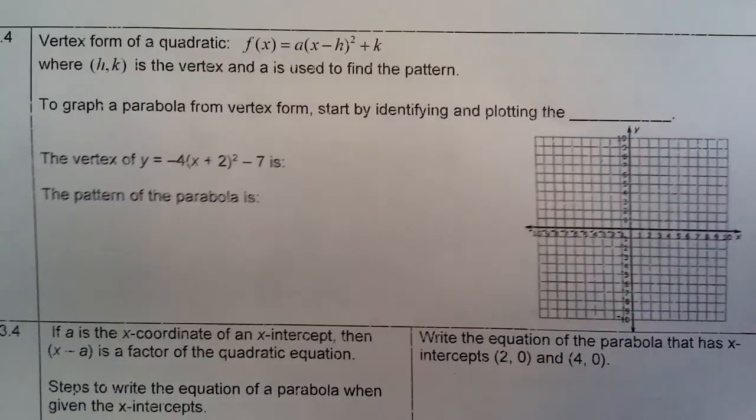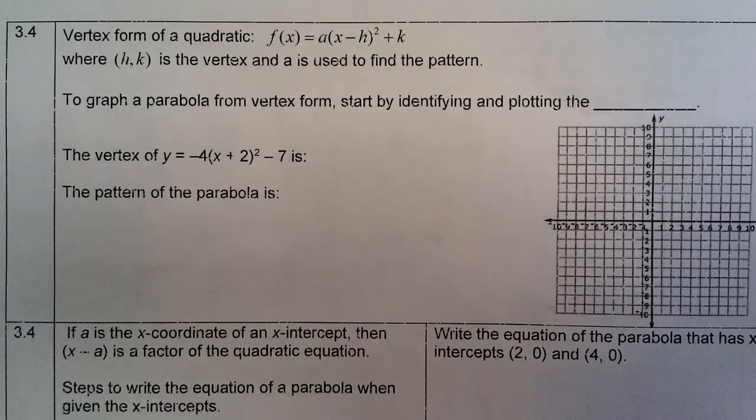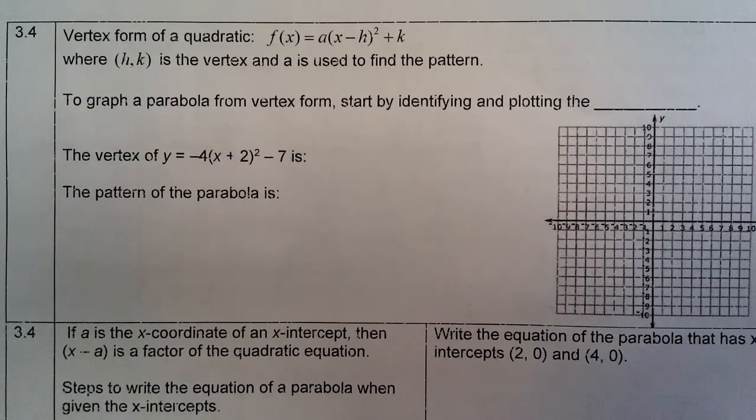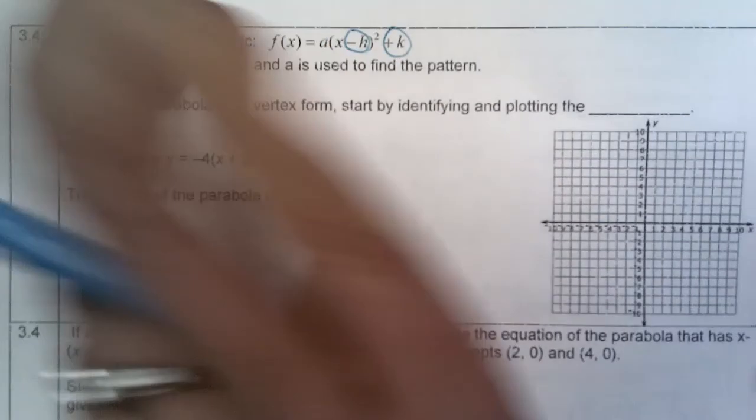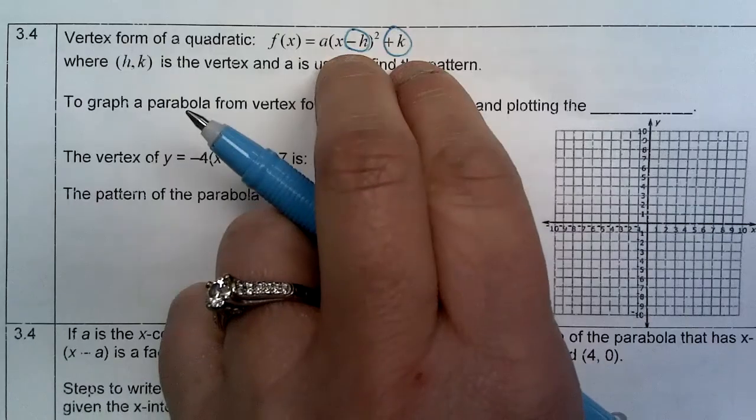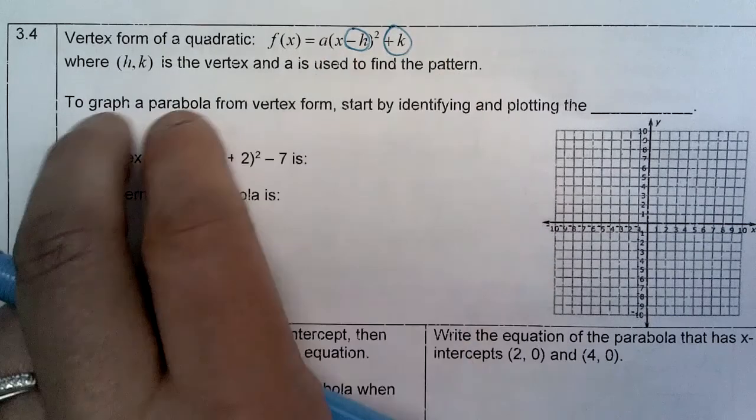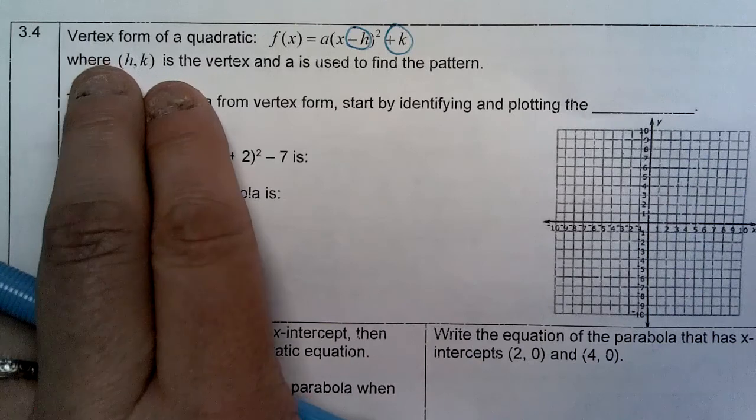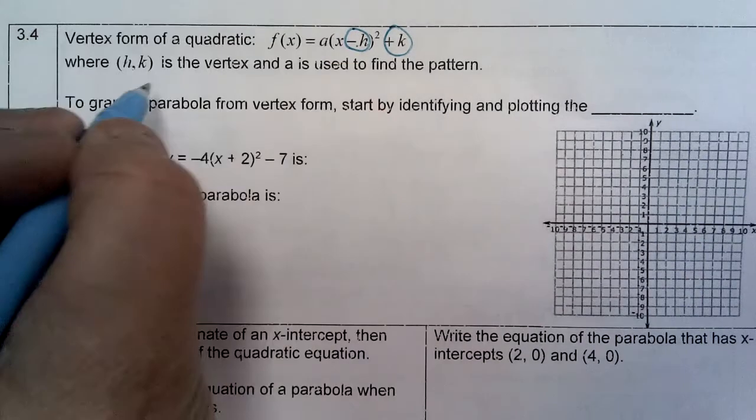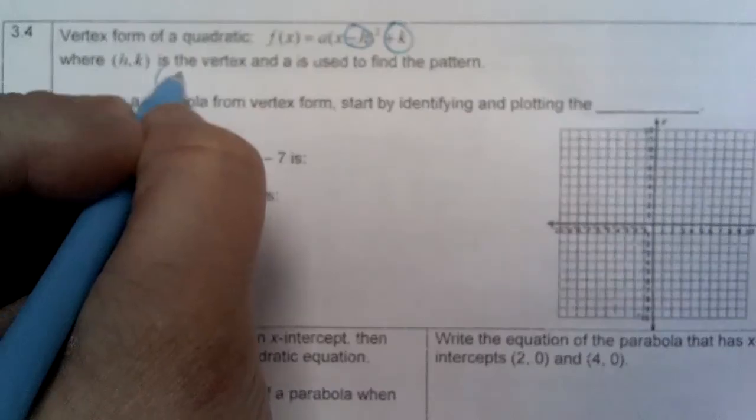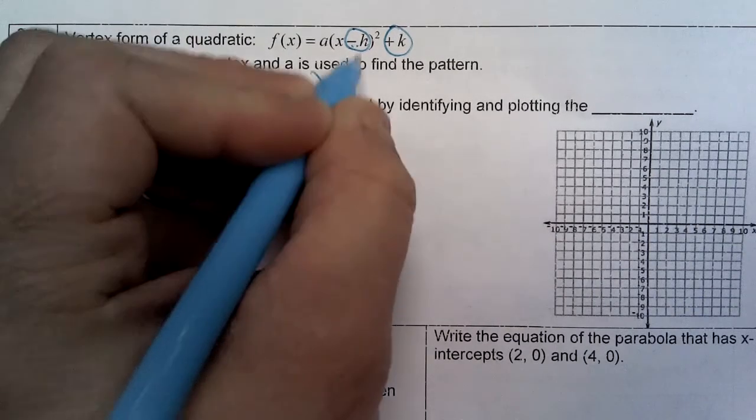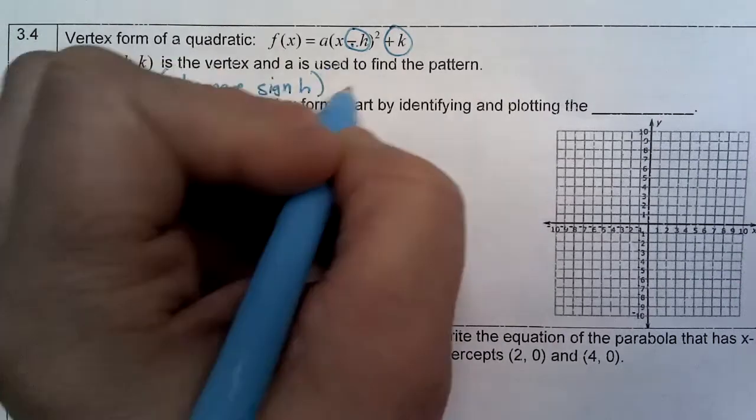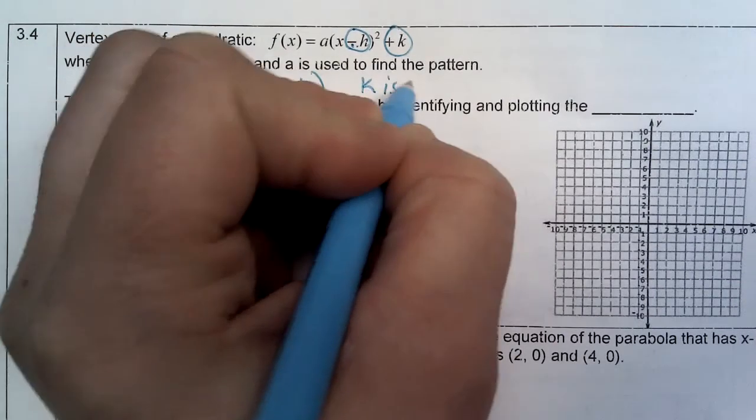All right, so now we're going to talk about vertex form of a quadratic. So this one's a little bit easier in some ways and harder in others. So with vertex form, you're actually given your vertex right here. Okay, so positive H, K is the vertex. So for your H, you have to actually change the sign. So change the sign on the H because there's a negative there. Okay, and then the K is the same sign.